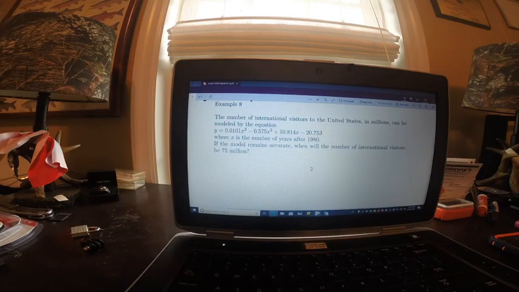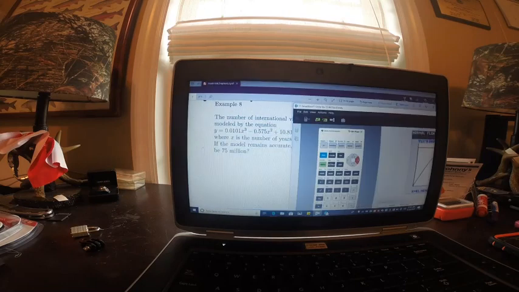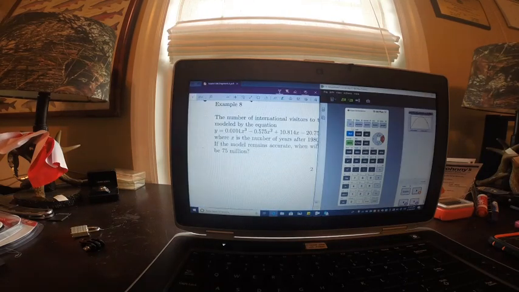So let's do that really quick. I'm going to pull this over here so I can see it to type it. I'm going to do y equals, clear the old ones out. You can go ahead and put 75 into y2 if you want to. And then in y1, I'm going to type this big equation up top.